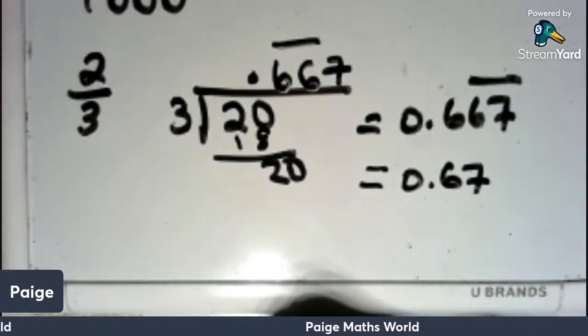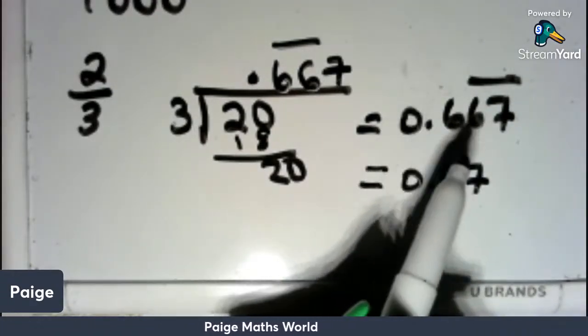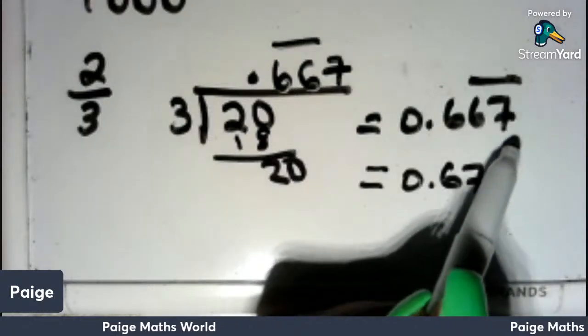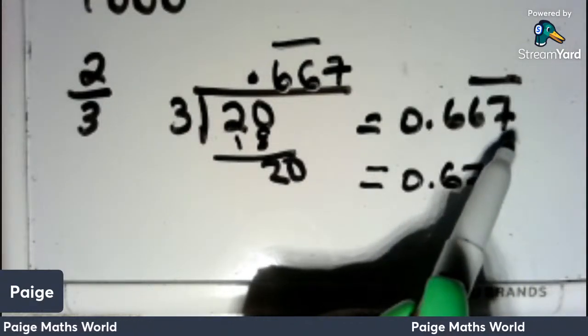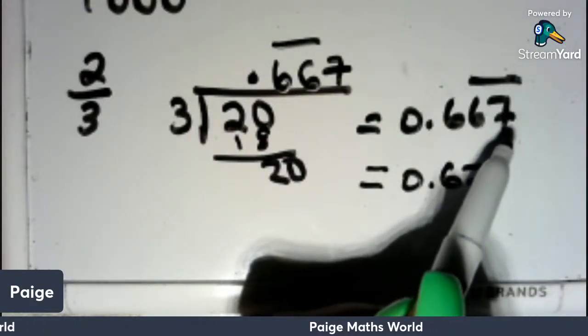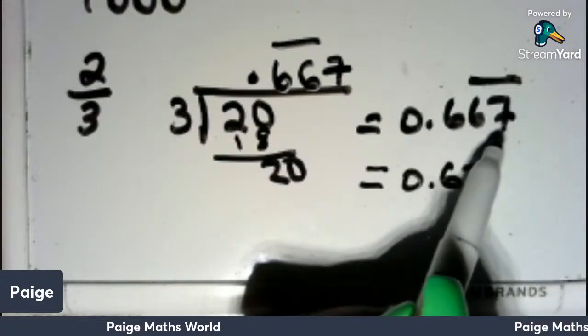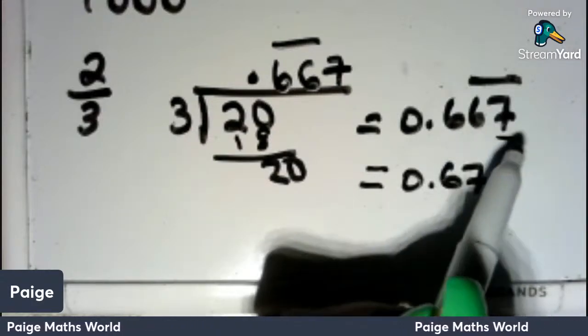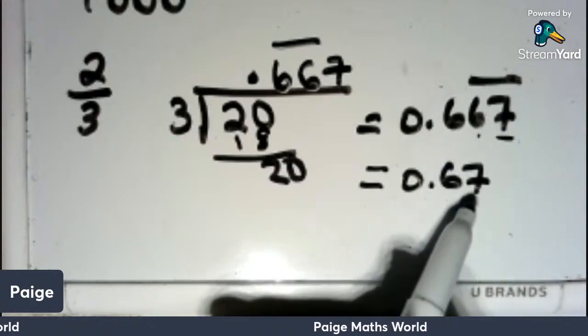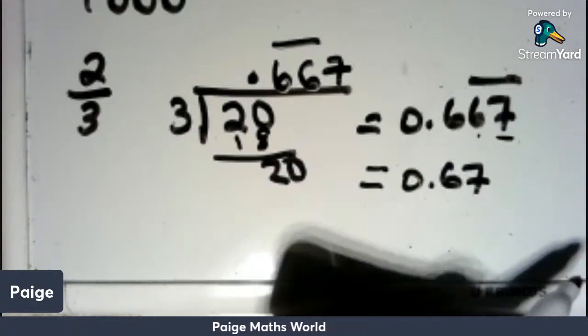Why not 0.6 or 0.66? Because when you look to your right, the number is greater than 5. And once the number is greater than 5, you have to add 1 to the 6, right? Or whatever number is here. Again, once the number to your right is greater than 5, you add 1. And so to 2 decimal places, it would be 0.67.